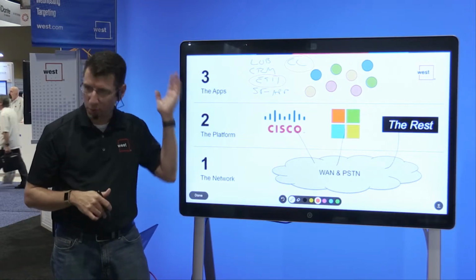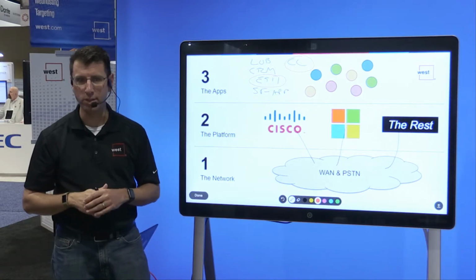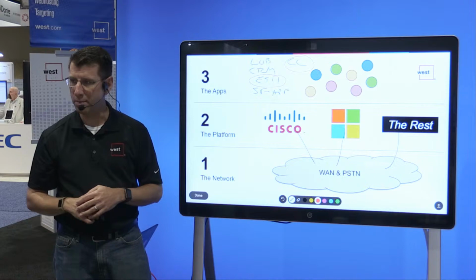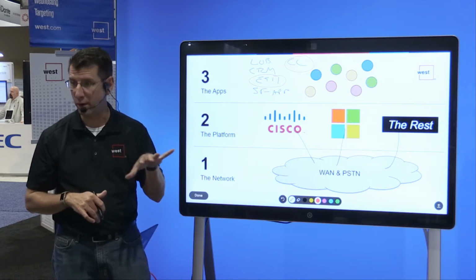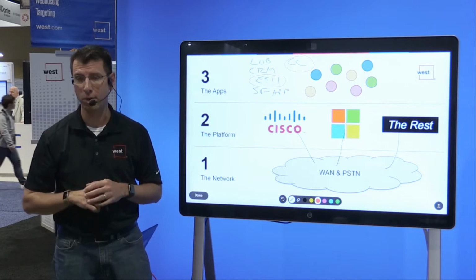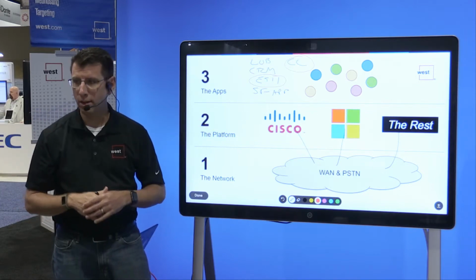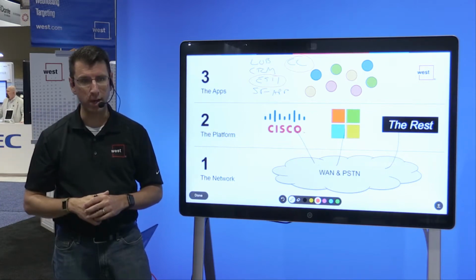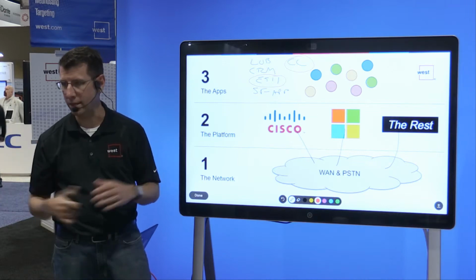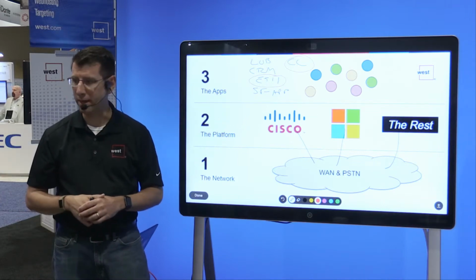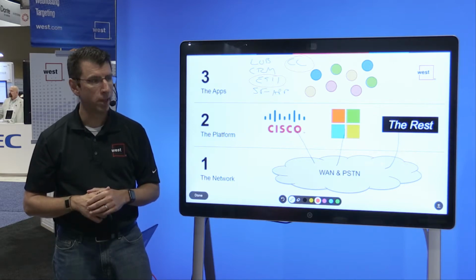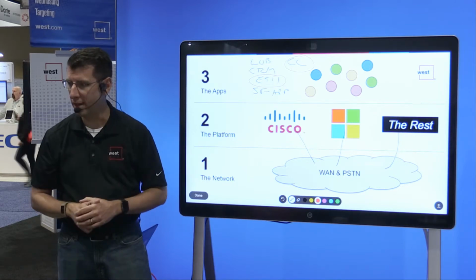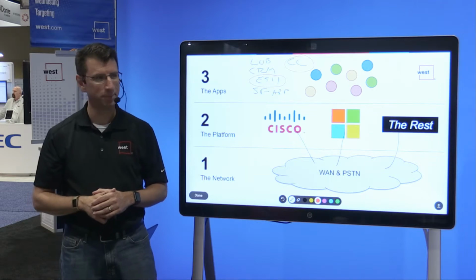So that's my simple 3-step process for moving voice to the cloud. Start with the WAN and the PSTN. Make sure you got a rock-solid network strategy, not just the network itself, but the actual telephony network. Then focus on the platform from an application perspective, Cisco, Microsoft, or somebody else. And then finally, make sure that the applications you want to use are going to work really well on that platform. So I'll open it up to questions. That was my quick little 3-step process.